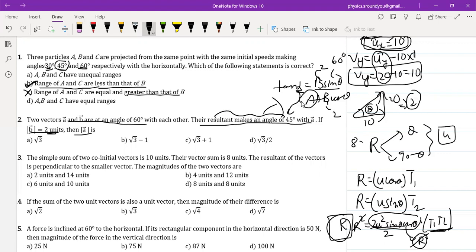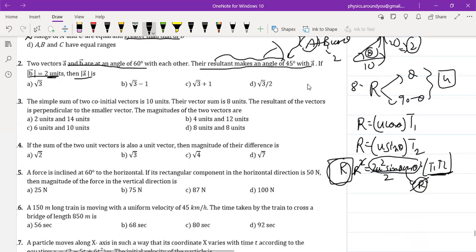So just one formula: tan alpha is B sin theta by A plus B cos theta. The angle which the resultant vector makes with B is given like this, and with A is given like this. So that seals the challenge level of the problem.